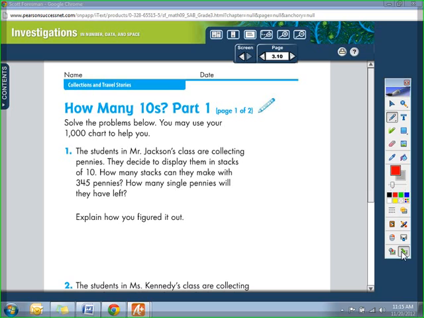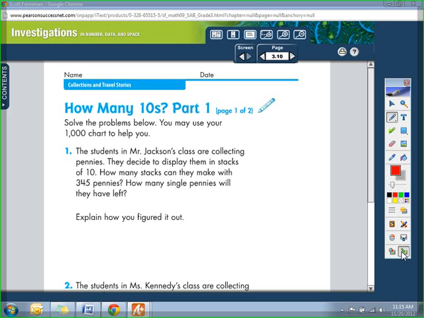The students in Miss Jackson's class are collecting pennies. They decided to display them in stacks of 10. Stop right there. Okay, what do we know so far? Jacob? That Miss Jackson's class is collecting pennies, and they decided to display them in stacks of 10. Okay, so we're collecting pennies, and we're not just taking a whole bunch of pennies and throwing them out there. We're putting them in nice little neat stacks of 10.